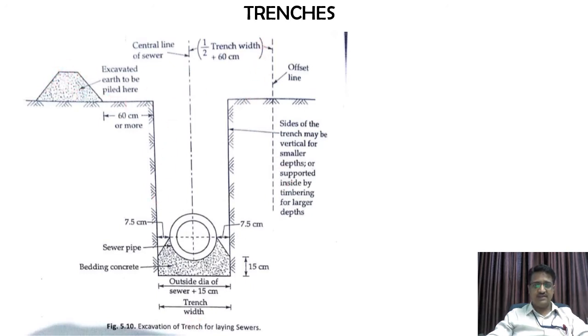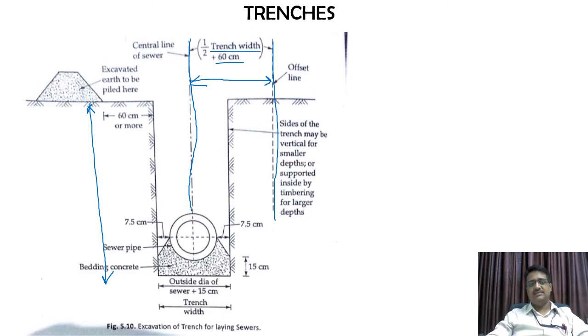At this point you can check that the offset line marking will be half the trench width plus 0.6 meter, or 60 centimeters. This is where your offset line is visible, and this is the center line of the sewer. Now you can check out, this is the depth of that particular trench that has been excavated over here.